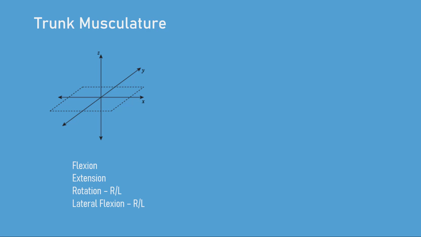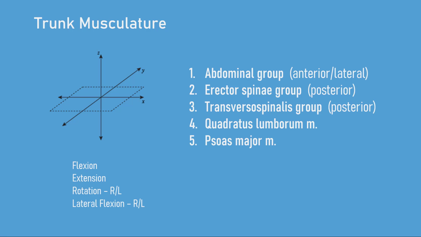And when we look at the musculature here, we have 5 major things we're going to look at. We're going to look at the abdominal group, which is really from an anterior and mostly lateral perspective. We're going to look at the erector spinae and the transverse spinalis group. These are both posterior. We introduced these in the cervical spine. We're going to go into more detail here.